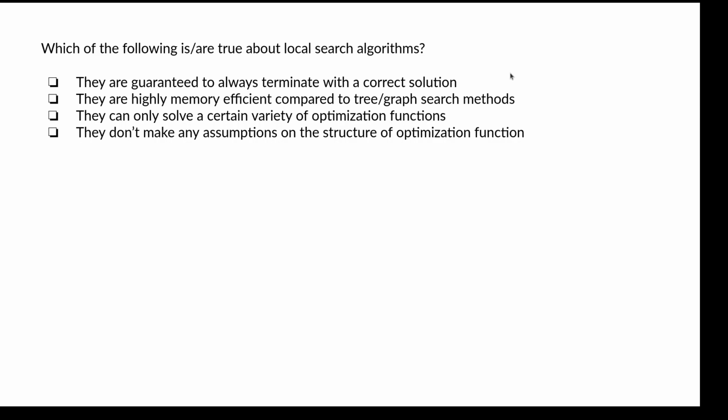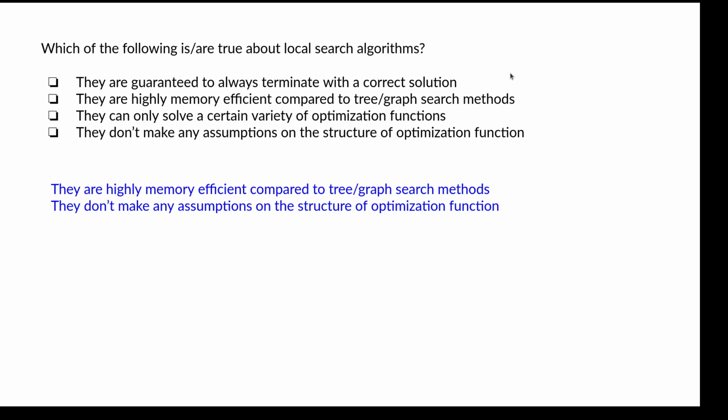They are guaranteed to always terminate with a correct solution. Is it so? No, it's not. Who said that? There is no such proof. They are highly memory efficient compared to tree and graph search algorithms. Yes, it is so, because we said it only searches locally and considers only those things. They can only solve a certain variety of optimization functions. Not exactly. They can solve a lot, since they don't make any assumption on the structure of the optimization function. So the answer is that they are highly memory efficient and they don't make any assumption on the structure.